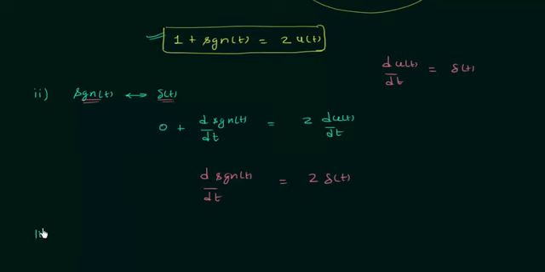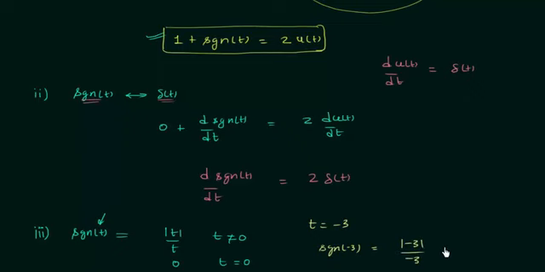In the third property, I will explain one more way to write the signum function. When the signum function has the argument t, then we can write it as mod t by t when t is not equal to 0, and it is equal to 0 when t is equal to 0. You can cross check this. Let's take t equal to minus 3. So signum of minus 3 is equal to mod of minus 3 divided by minus 3, which is equal to 3 by minus 3, which is equal to minus 1. And the result is true because you can see the sign of the number is negative.